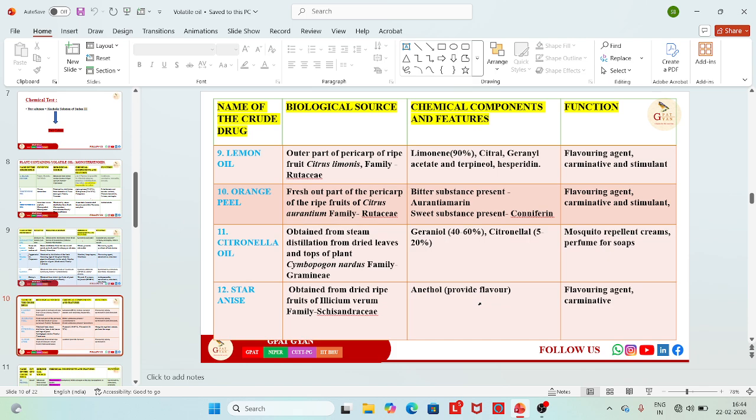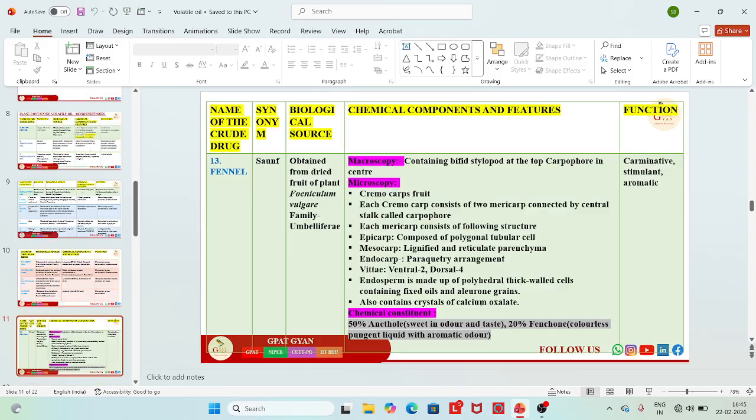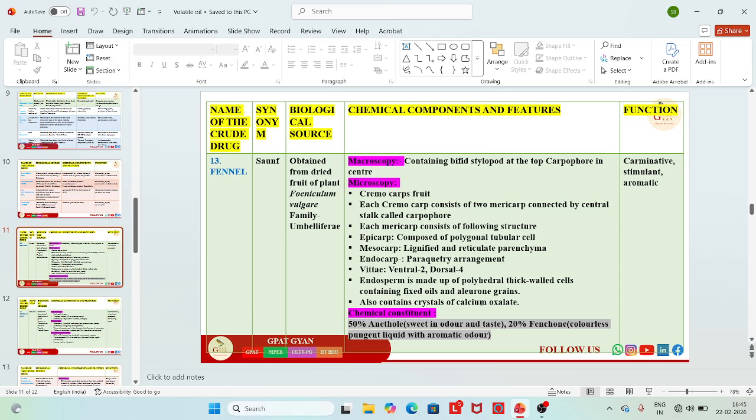The lemon oil, orange peel, citronella, star anise, there are quite some differences in their chemical components. Like limonene is the chemical component for the lemon oil. For the orange, there are bitter and sweet substances present, hesperidin and aurantiamarin. Geraniol is for citronella oil, star anise, and so on. These are quite important and informative portions, so I hope you remember it well.